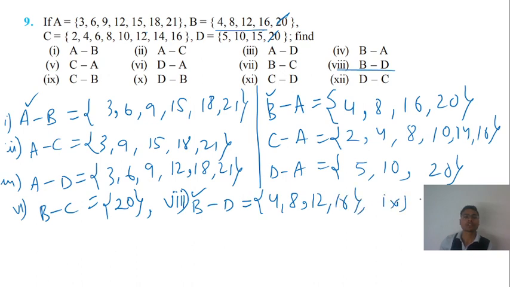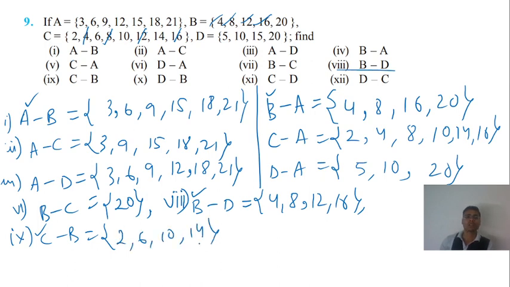Coming to our 9th part, they are saying C minus B. We have already done B minus C, so we will do C minus B below it. Okay, so 9th part, C minus B. What do C and B have in common? C and B have 4 elements common actually: 16, 12, 8 and 4. Since C is written earlier, we will write all the elements of C that are left in set C after removing set B from it. Okay, so 2, 6, 10 and 14 are C minus B.